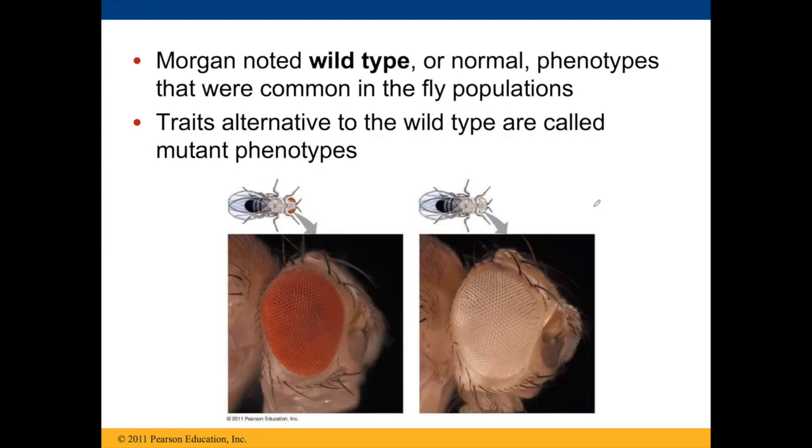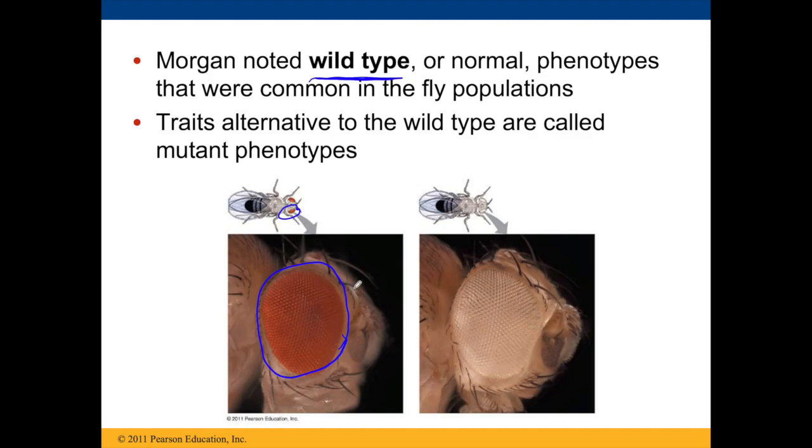Now, when Mendel did his experiments, he came up with some new terminology. You know, for example, dominant and recessive, we learned about in the last lecture. Well, Morgan also came out with some new terminology. One term that Morgan came up with was wild type. Wild type is the phenotype that you find most often in the wild. So for example, if you go out today and start catching some wild fruit flies, more than 90% of those wild fruit flies are going to have red eyes. So red eyes are called the wild type phenotype for fruit fly eye color.